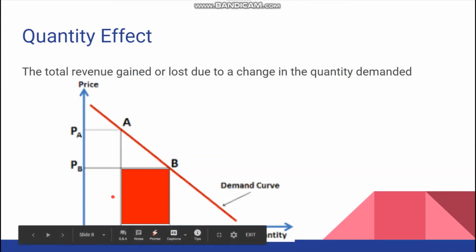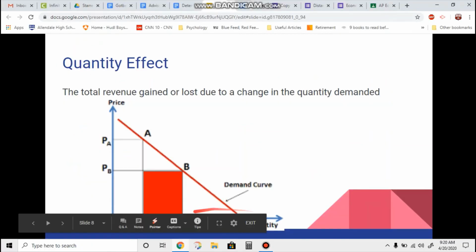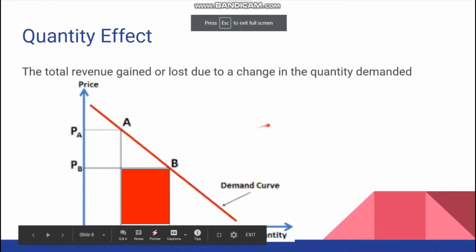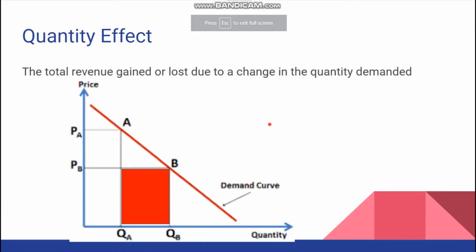So here we go. Here's our quantity demanded change. And I know this is kind of in the way. Maybe if I go back to full screen, nope, not going to happen. So if you look at the bottom of the screen, I can't point at it, but QA to QB. Say that we raised the price from PB to PA. We're going from point B to point A on the demand curve. Well, we would have lost those consumers, QB down to QA at the bottom.